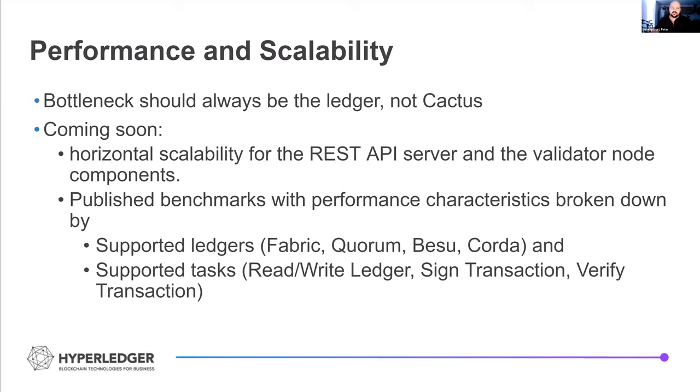And then regarding the performance, I probably also already mentioned this. What we want here is to make sure that Cactus is never the bottleneck. And we want to have published benchmarks that actually show that we ran a test where multiple ledgers were involved, everyone running transactions left and right, and the throughput of the ledgers was X, and the throughput of Cactus was basically the sum of all the throughputs of the different ledgers combined, since it is the component in the middle.